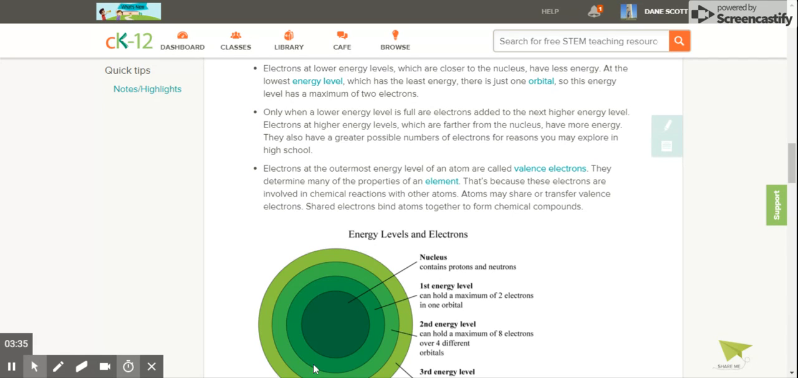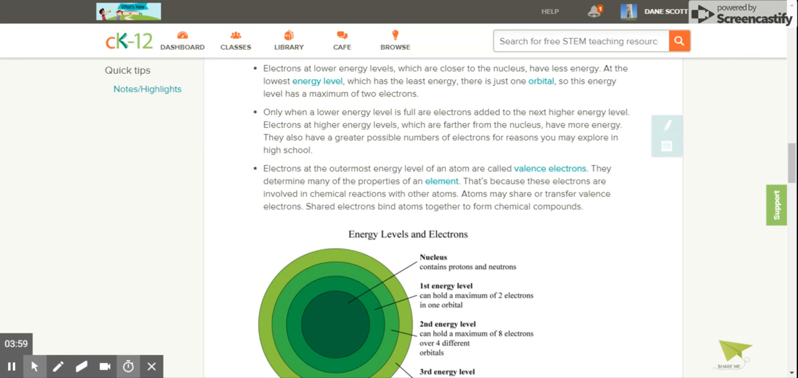It holds 2 electrons. And only when a lower energy level is full are electrons added to the next higher energy level. Electrons at higher energy levels, which are further from the nucleus, have more energy. They also have a greater possible number of electrons for reasons you may explore in high school.